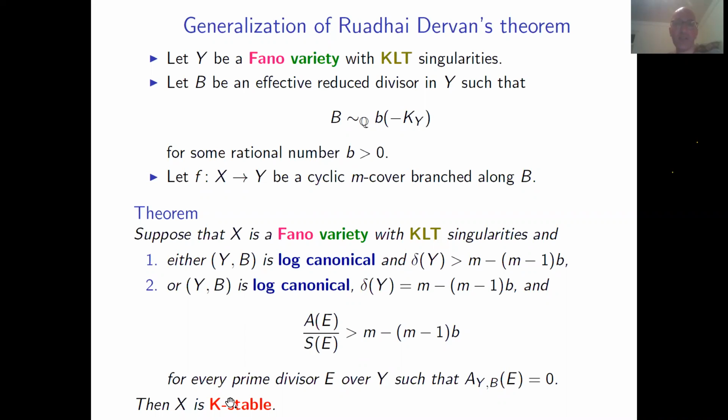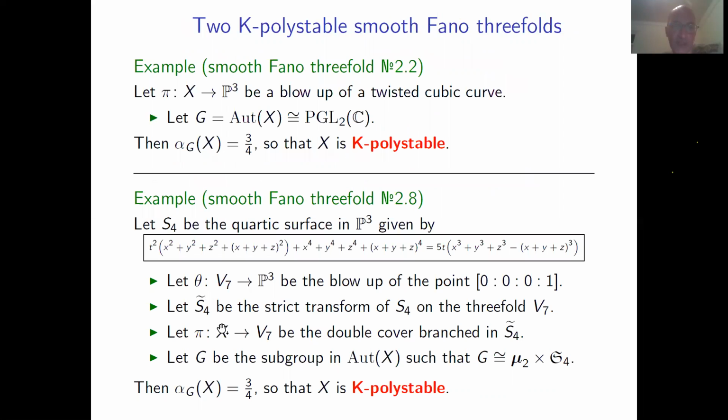So it's basically just a straightforward generalization of the Dervan theorem. In the Dervan theorem, Y is smooth, X is smooth, so all of these conditions are automatically satisfied. So this disappears, and delta is bigger than or equal to 1. Yeah. So our goal was to apply the theorem to this threefold X, but it actually didn't work. So this is why we got this example.